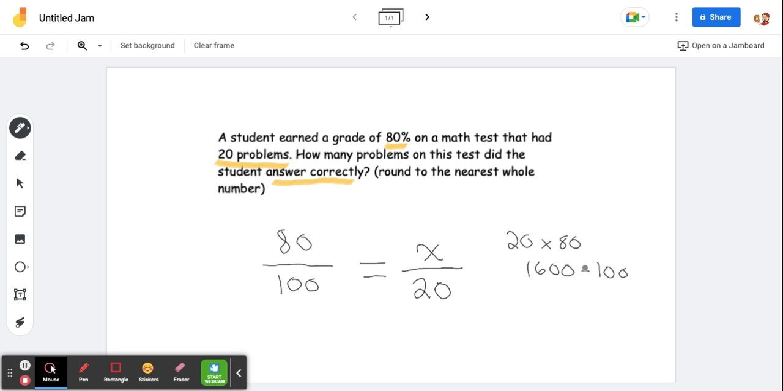Okay. Make sure that that's division. 1,600 divided by 100. Remember, we can just move the decimal backwards too when we divide by 100. So 16. So she answered, or he or she answered, 16 questions correctly. Okay, that's that. The biggest thing to always remember we're thinking here is the part. Okay, and the bottom is the total.